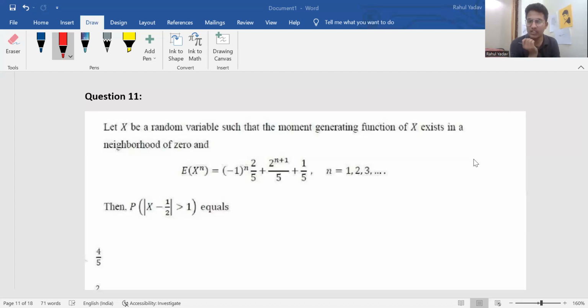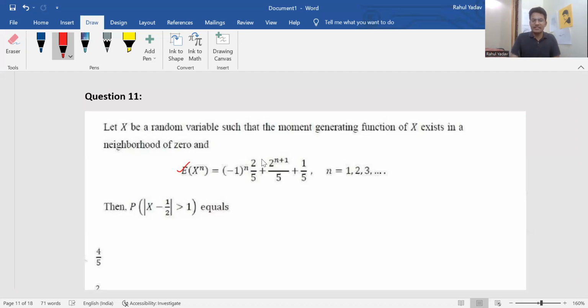Then, on the downside, you can find the expectation of X raised to the power n, which is given as (-1)^n times 2/5 plus 2^n plus 1/5 plus 1/5. Here n goes from 1, 2, 3 and so on, and we need to find this particular probability. So far, I can observe that we are given a general expectation, the expectation of X raised to the power n.